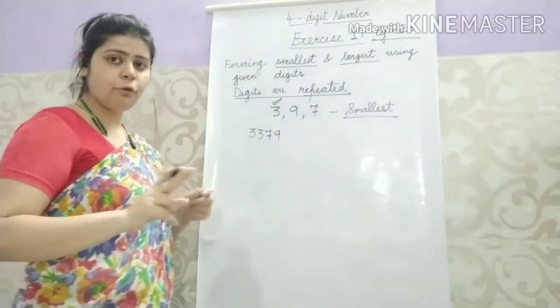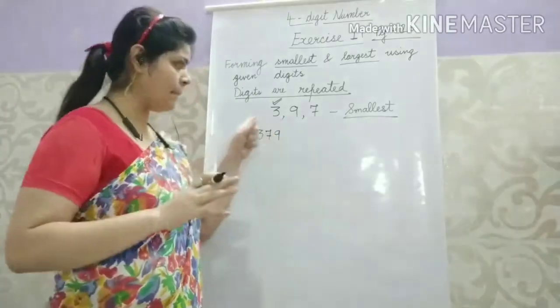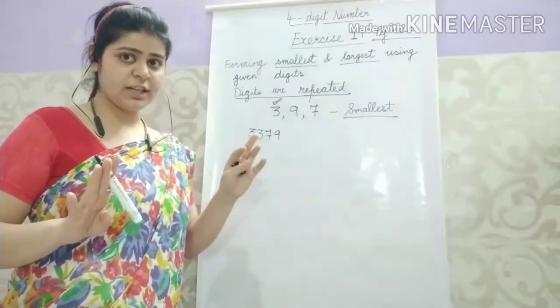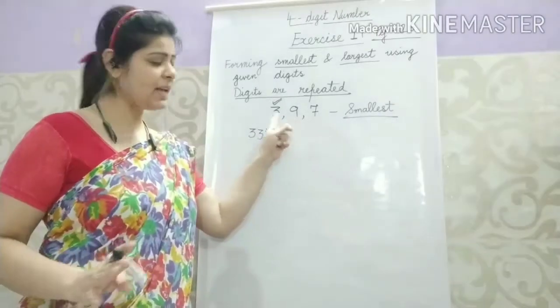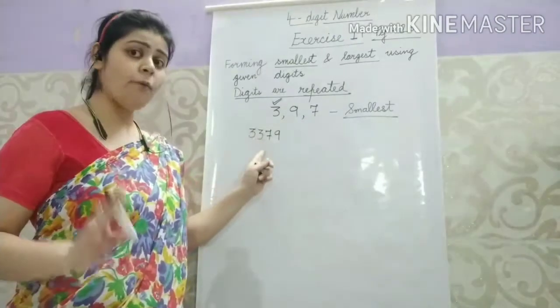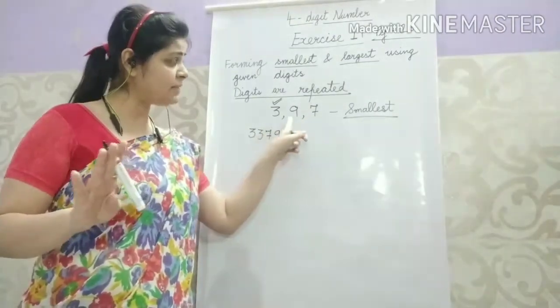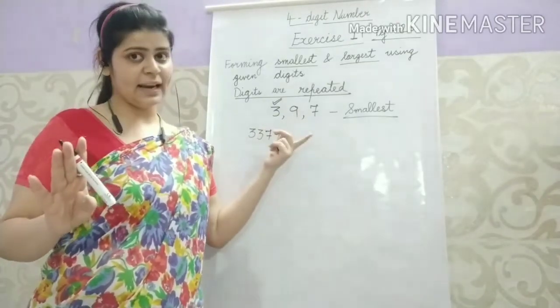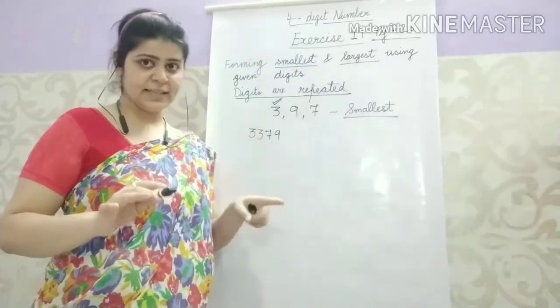Why have we written 3 two times? Because we have to form a 4-digit number while repeating the numbers. We have to form a 4-digit number with the given 3-digit number. What do I have? Only 3-digit numbers we are having, right? And we have to form a 4-digit number. If we have to form a 4-digit number from only 3 digits, how will we do it? Digits are repeated, and we can repeat digits.